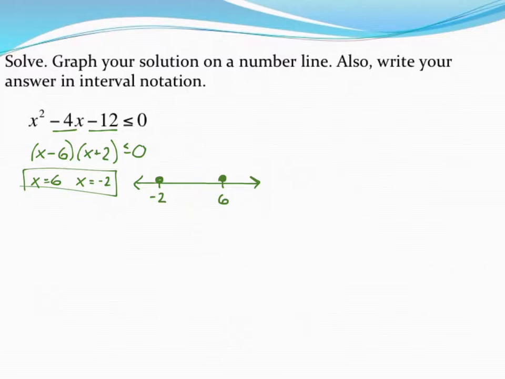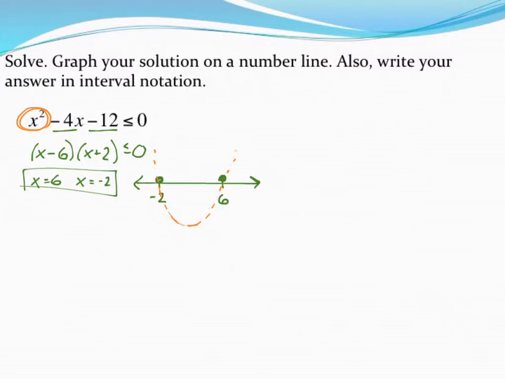Well, I know this parabola opens upwards because my a value is positive. So I know my parabola looks something like this. It would hit the x-axis at those two values, and then go back up. So that's roughly what my parabola would look like. Now, to finish the inequality part of this, I'm going to shade a portion of my number line. I'm either going to shade the end intervals, or I'm going to shade in between.